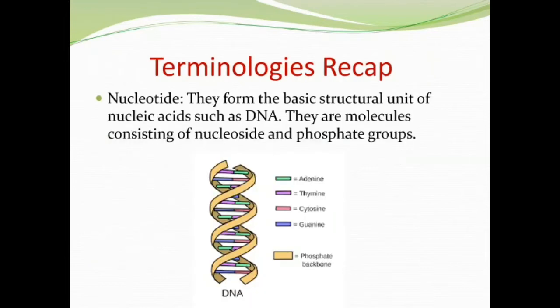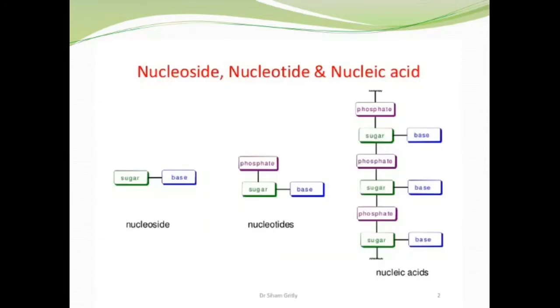We are going to take a terminologies recap. First of all, let's talk about nucleotides. They form the basic structural unit of nucleic acids, such as DNA. They are molecules consisting of nucleoside and phosphate groups. Now, to clear the terms nucleotide and nucleoside, have a look at this figure. As you can see, a nucleoside is basically a combination of sugar and a base. A nucleotide is a combination of sugar, base, as well as phosphate.